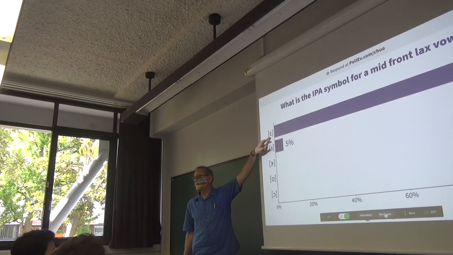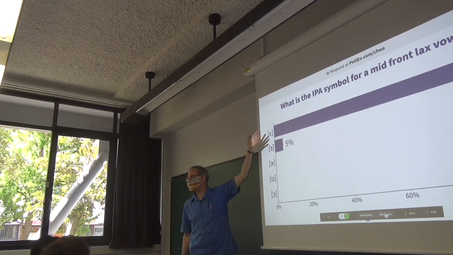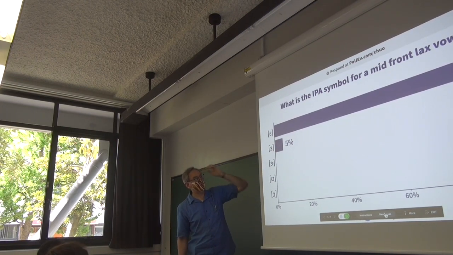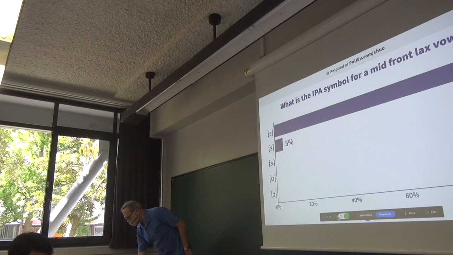Whereas this, if you've ever seen the Greek alphabet, the name of this letter in Greek is epsilon, which is why it was chosen for the sound, a mid-front lax vowel. And just one more.